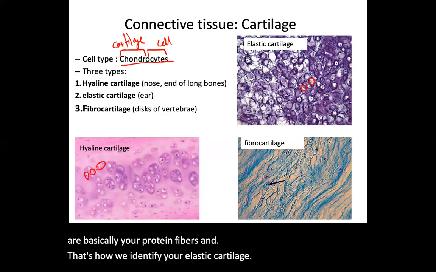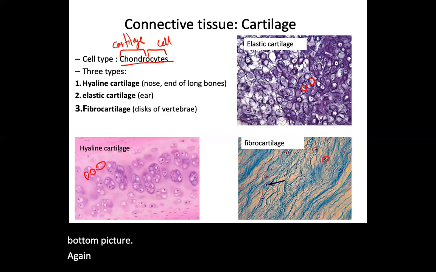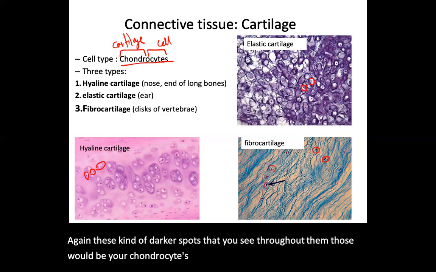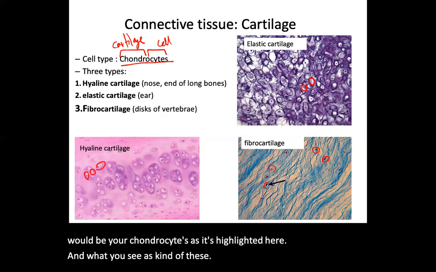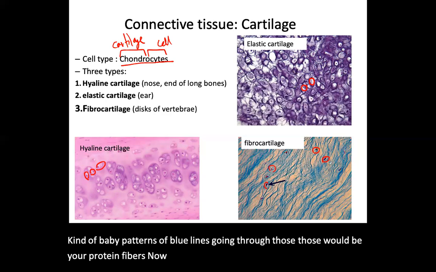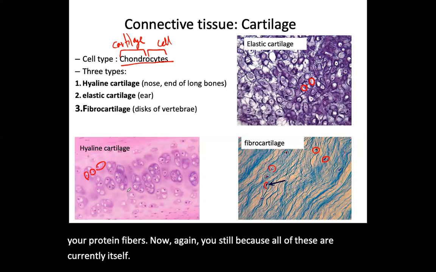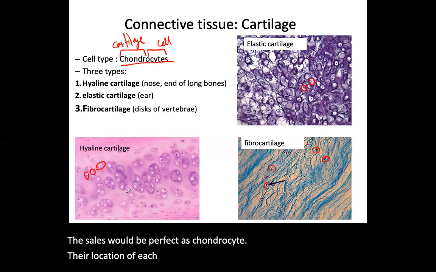Next type, you have these fibrocartilages, which are depicted in the bottom picture. Again, these darker spots that you see throughout them, those would be your chondrocytes, as it's highlighted here. And what you see as these wavy patterns of blue lines going through, those would be your protein fibers. Now again, because all of these are cartilage cells, the cells would be referred to as chondrocytes. The location of each of these cartilages is different.